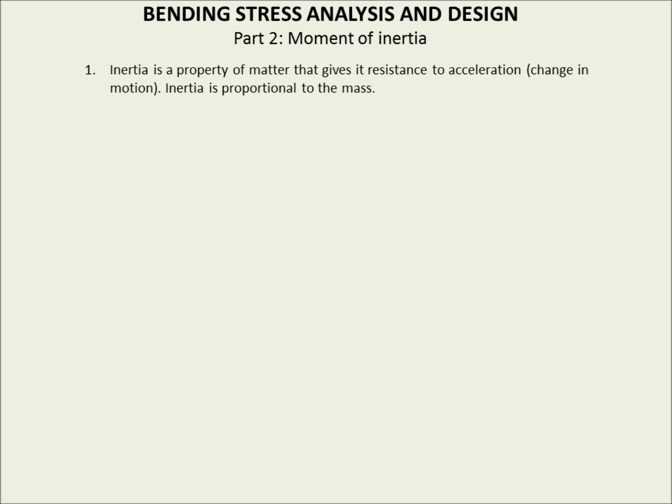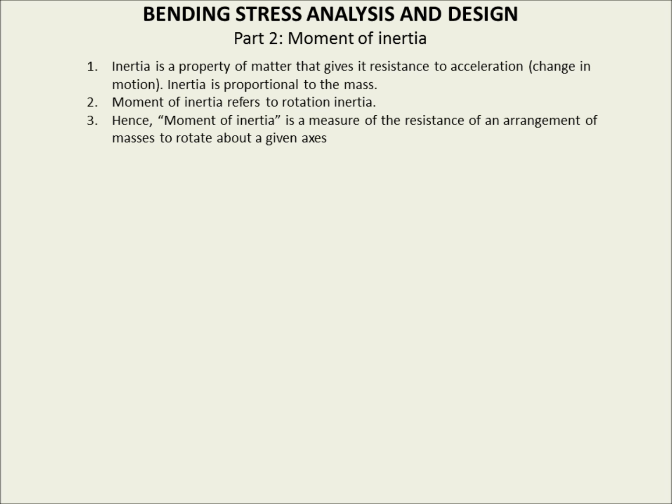Now, we can say more formally that inertia is a property of matter that gives it resistance to acceleration, i.e. change of motion, and that inertia is proportional to mass. Now, moment, on the other hand, has to do with rotation or rotational force or a torque. So the moment of inertia refers to rotational inertia, okay? Hence, it has to do with the resistance to rotating, right? So the moment of inertia is a measure of the resistance of an arrangement of masses to rotate about a given axis, is a way we can state it formally.